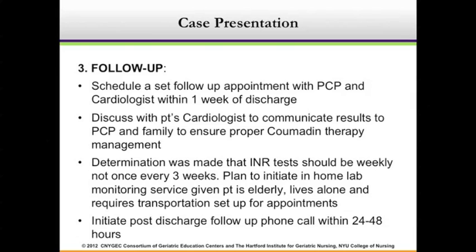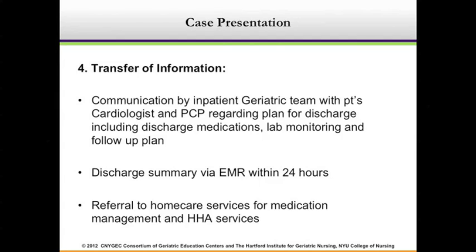Plan to initiate home lab monitoring services given patient is elderly, lives alone, and requires transportation setup for appointments. We also included a plan to have a post-discharge follow-up phone call within 24 to 48 hours upon discharge to answer and clarify any questions that come up when patient arrives home. Transfer of information included communication by the inpatient geriatric team with patient's cardiologist and PCP regarding plan for discharge, including discharge medications, lab monitoring, and follow-up. Discharge summary via electronic medical records within 24 hours, referral to home care services for medication management and additional home care services.